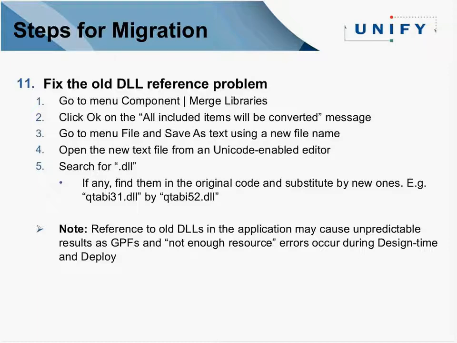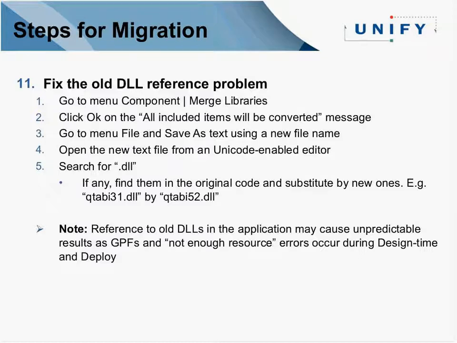Open your application, go to the menu component, option merge libraries, click OK when you receive a message saying all included items will be converted. So this means that TD will get all your APPs, APLs, APDs code and merge everything into a single outline. Once you've done this, just save this merged outline as text. Use a new file name, of course, because you don't want to replace your original application. Then you can open this text file using any Unicode-enabled editor.